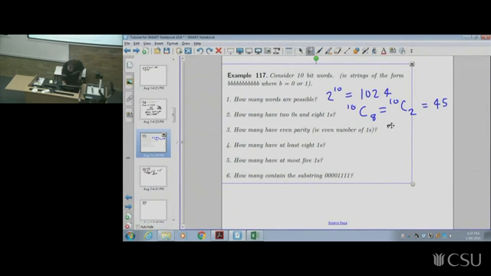So 512 was our answer. How many of them have at least 8 ones? We'll get Excel to help us out again in a second, but let's just... Is it 10C8 plus 10C9 plus 10C10?